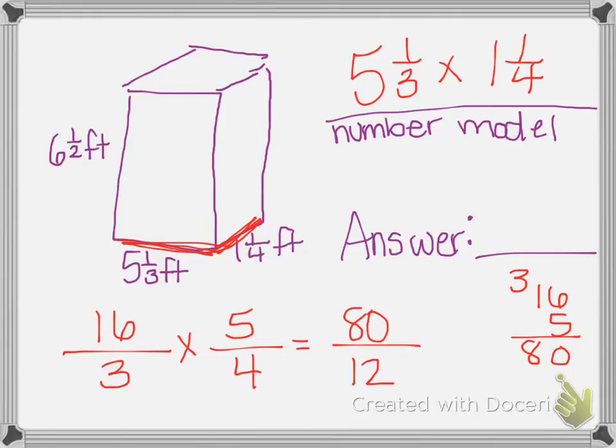12 goes into 80 6 times, with 8 left over. My denominator stays the same, so my answer is 6 8/12 feet squared.